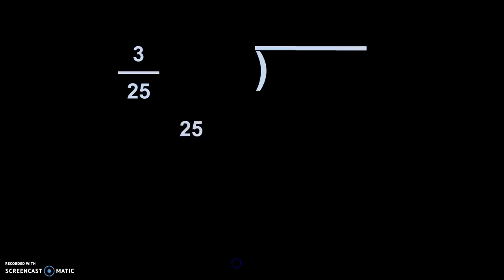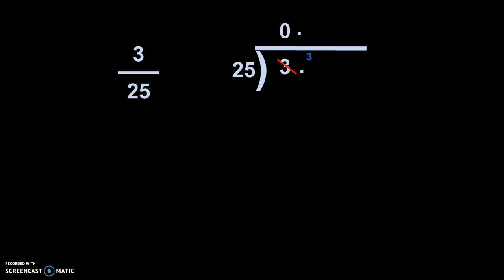One more example, slightly harder, 3/25. Setting up our division. Again, the denominator must go outside the bracket. The numerator must go inside the bracket. We say 25 into 3, that doesn't go, so we input a 0. Inputting our decimal points. The 3 is now a remainder, so let's move its position.